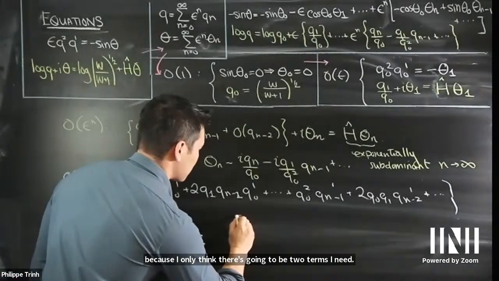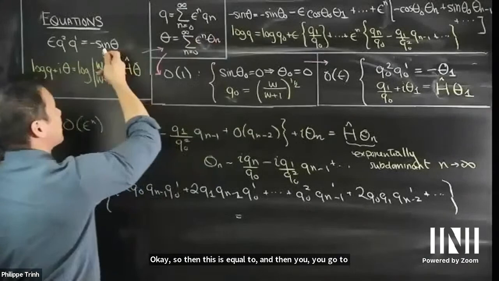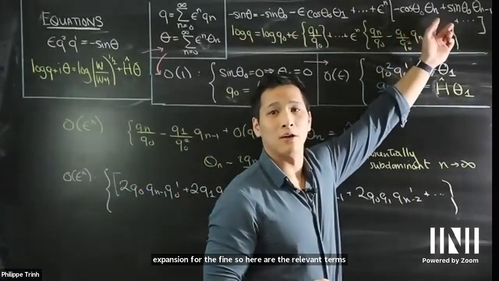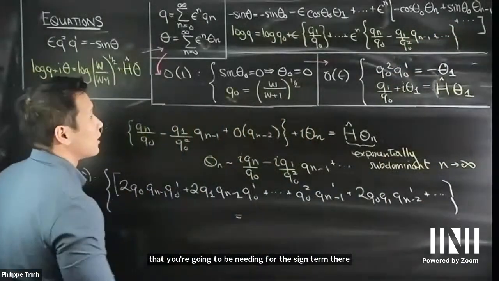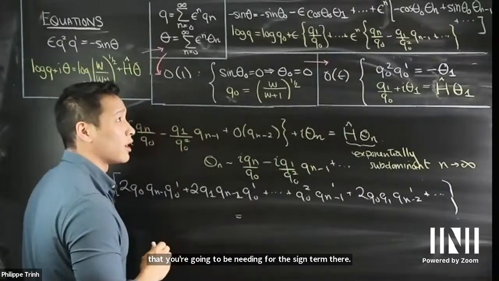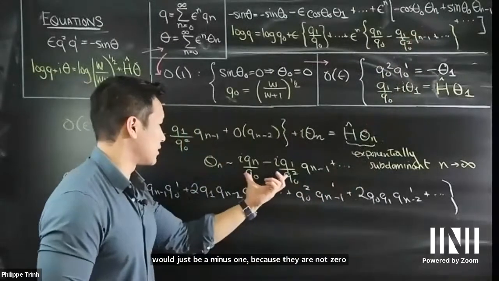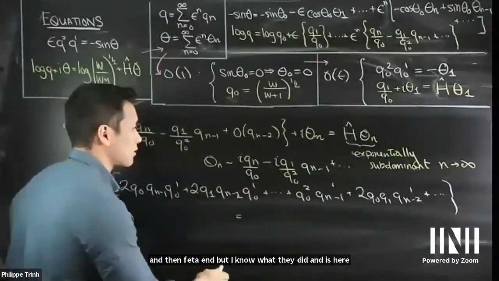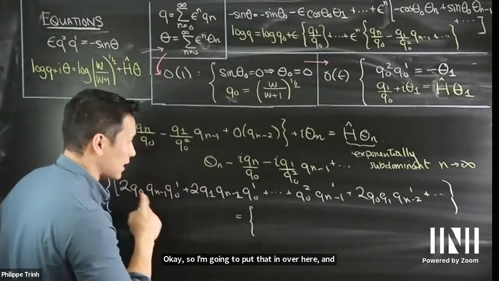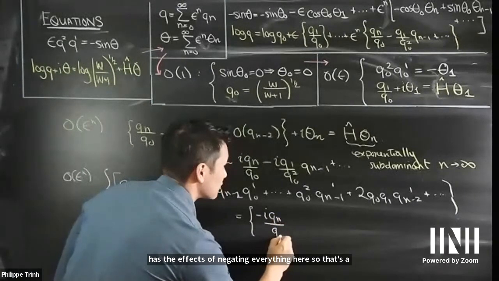Okay, so then this is equal to, and then you go to our little cheat sheet here, and then you write down the expansion for the sine. So here are the relevant terms that you're going to be needing for the sine term there. So the first one will be a minus cosine of theta naught, which will just be a minus 1 because theta naught is 0. And then theta n, but I know what theta n is here. Okay, so I'm going to put that in over here, and that has the effect of negating everything here. So that's a minus iqn. I should have done this in yellow, but it's too late now.